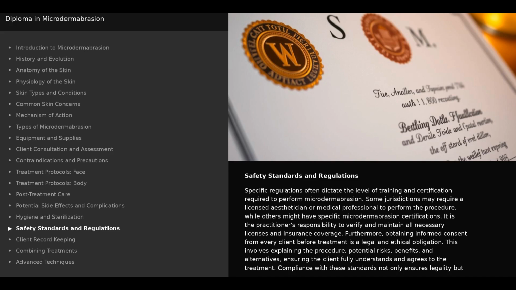Furthermore, obtaining informed consent from every client before treatment is a legal and ethical obligation. This involves explaining the procedure, potential risks, benefits, and alternatives, ensuring the client fully understands and agrees to the treatment. Compliance with these standards not only ensures legality, but also builds client trust and professional credibility.